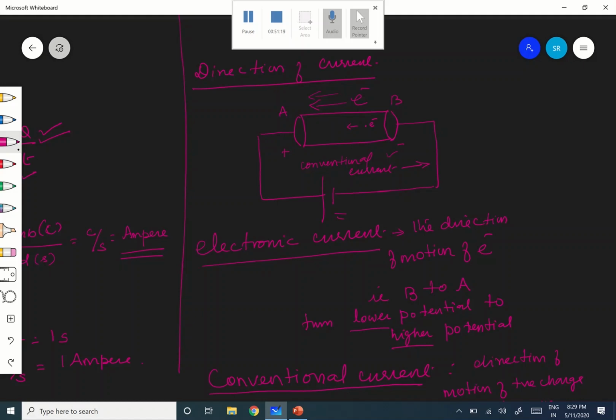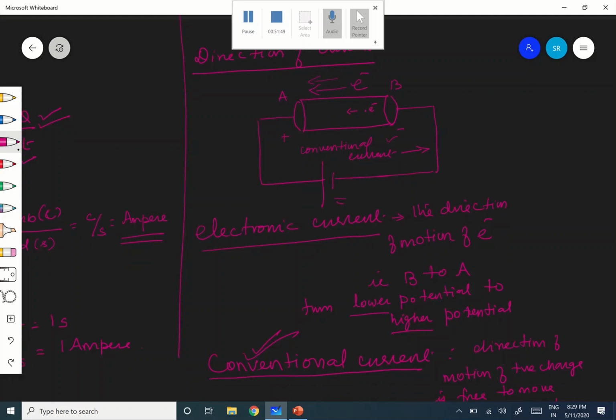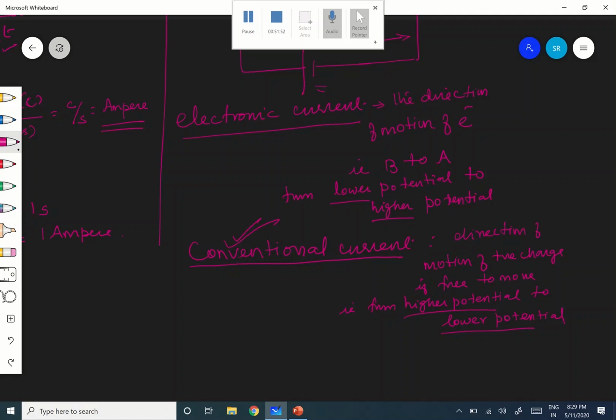Which convention are we going to use? We are going to use only the conventional current. Direction of current means from higher potential to lower potential, that is from the positive end to the negative end of the closed circuit. Only conventional current, that we are going to follow as the direction of current. Then next, whether current is a scalar quantity or vector quantity. Current is a scalar quantity.